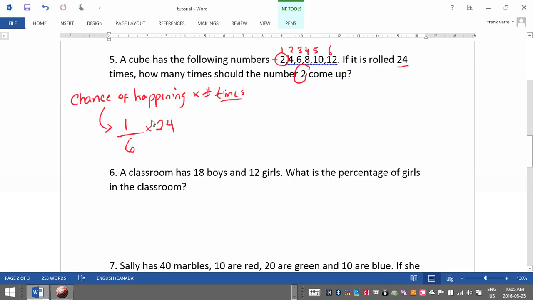So 24 times 1 is 24. And then we divide by 6. So 24 divided by 6 is 4. So we should expect the number to come up 4 times.